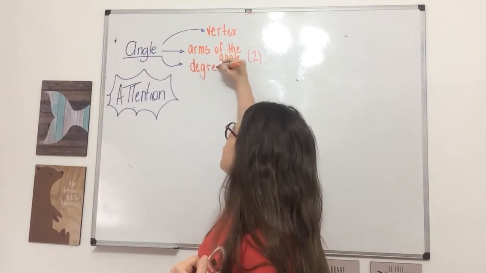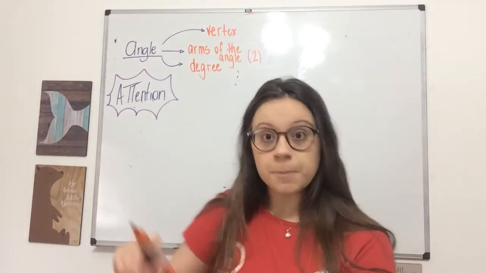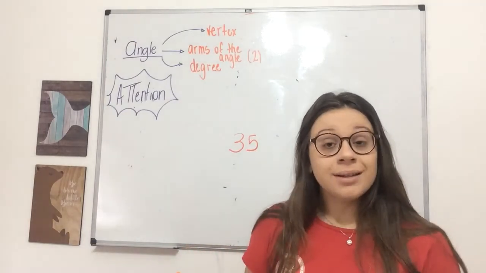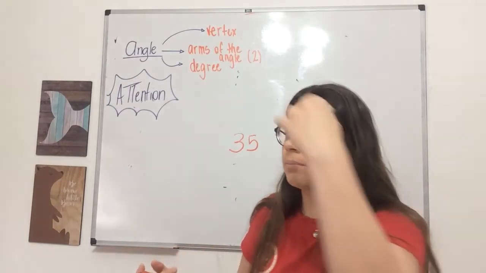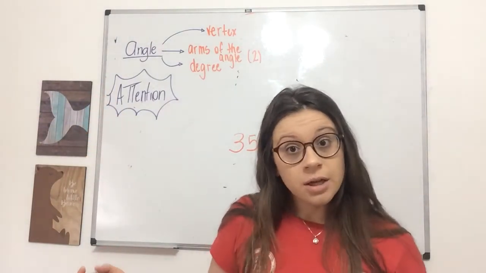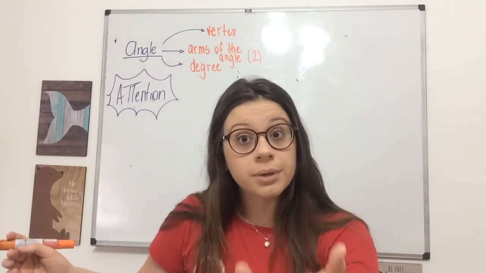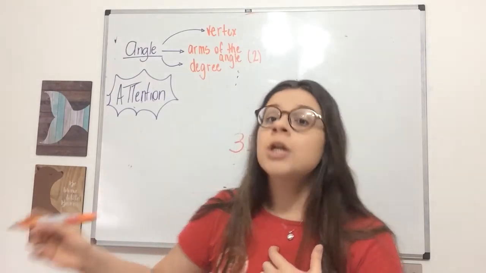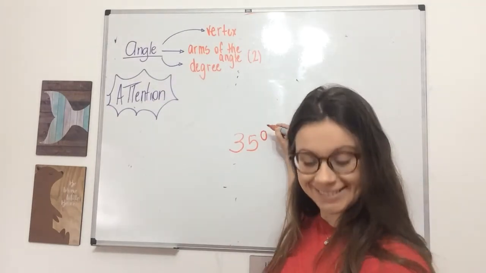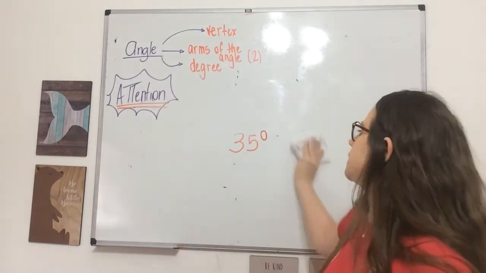Okay, remember, measurement units are important. I can't simply write 35. 35 what? 35 liters, kilometers, 35 dogs, 35 degrees. So the moment that I simply put the number, it's not clear for the reader what I am talking about. So when we talk about angles, degrees, okay? Something that we need to pay a lot of attention to.